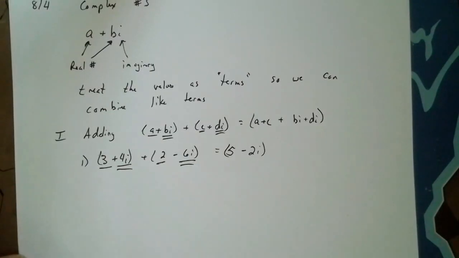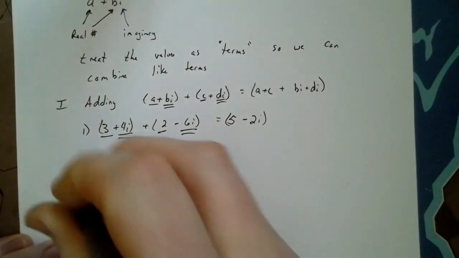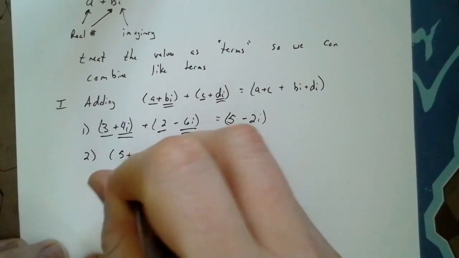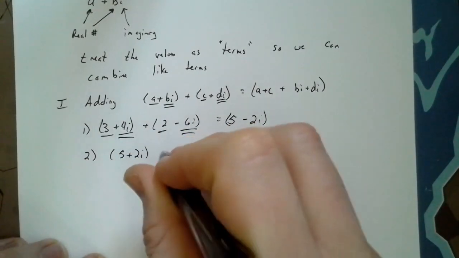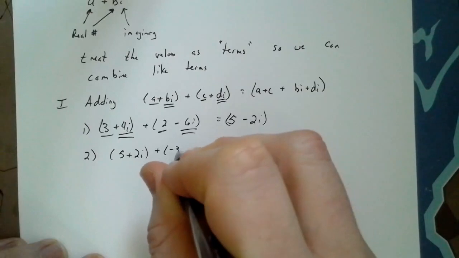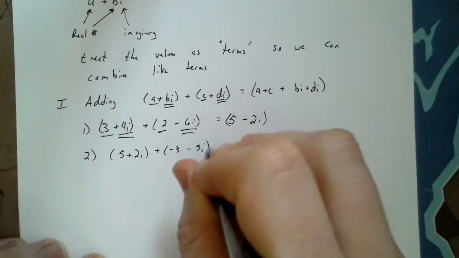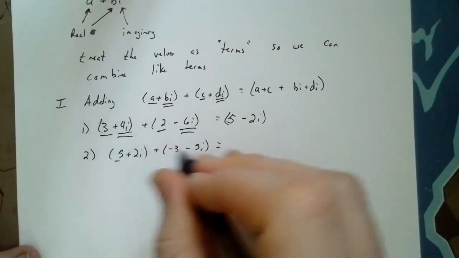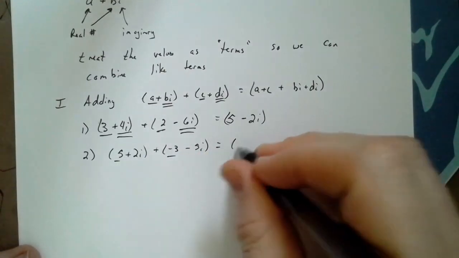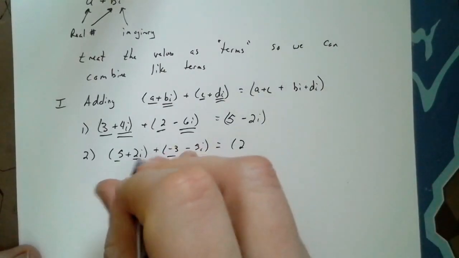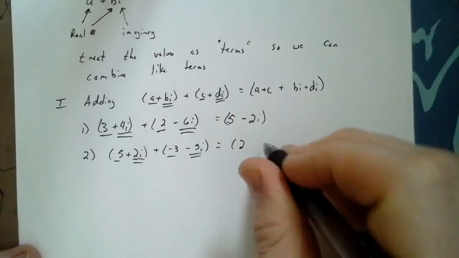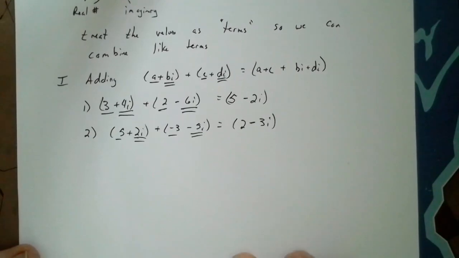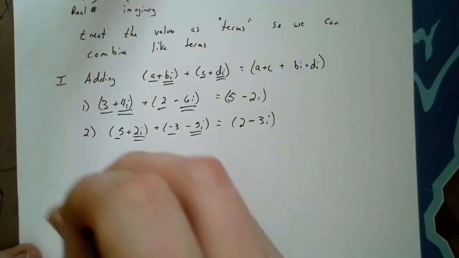All right. We can go ahead and take a look at another example, number 2. We can have 5 plus 2i, and to that we can add negative 3 minus 5i. Again, if we combine this here, we've got 5 plus negative 3, which is 2. Then we have 2i plus negative 5i, which is negative 3i. Very straightforward.